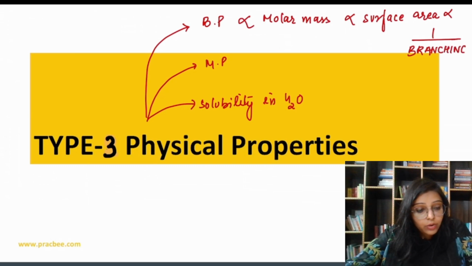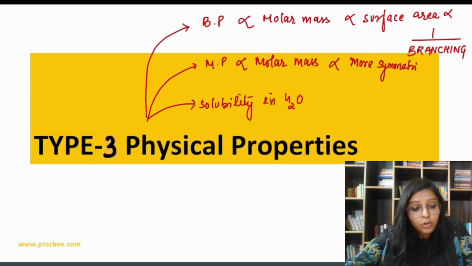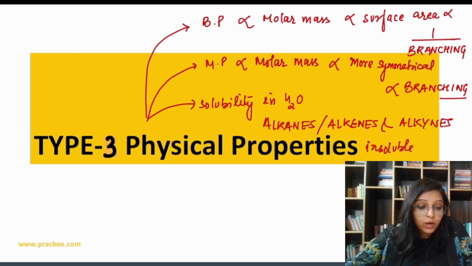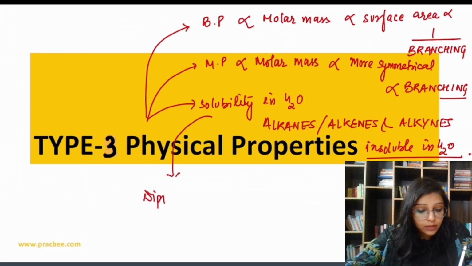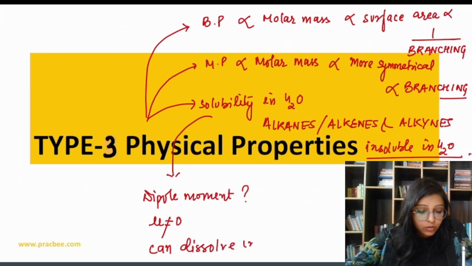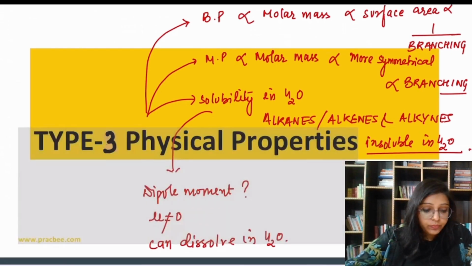Now, if we talk about the melting point, again it is directly proportional to molar mass. Plus it is directly proportional to packing, packed structure or more symmetrical structure. And more symmetrical structure means it is directly proportional to the branching. Now for solubility in water, they are generally insoluble because here we are talking about alkanes, alkenes and alkynes. They are insoluble in water. But if we talk about any other compound, then we have to check dipole moment. If dipole moment is not equal to 0, then that substance can dissolve in water. Okay, understood. So let's do a question on the same type.